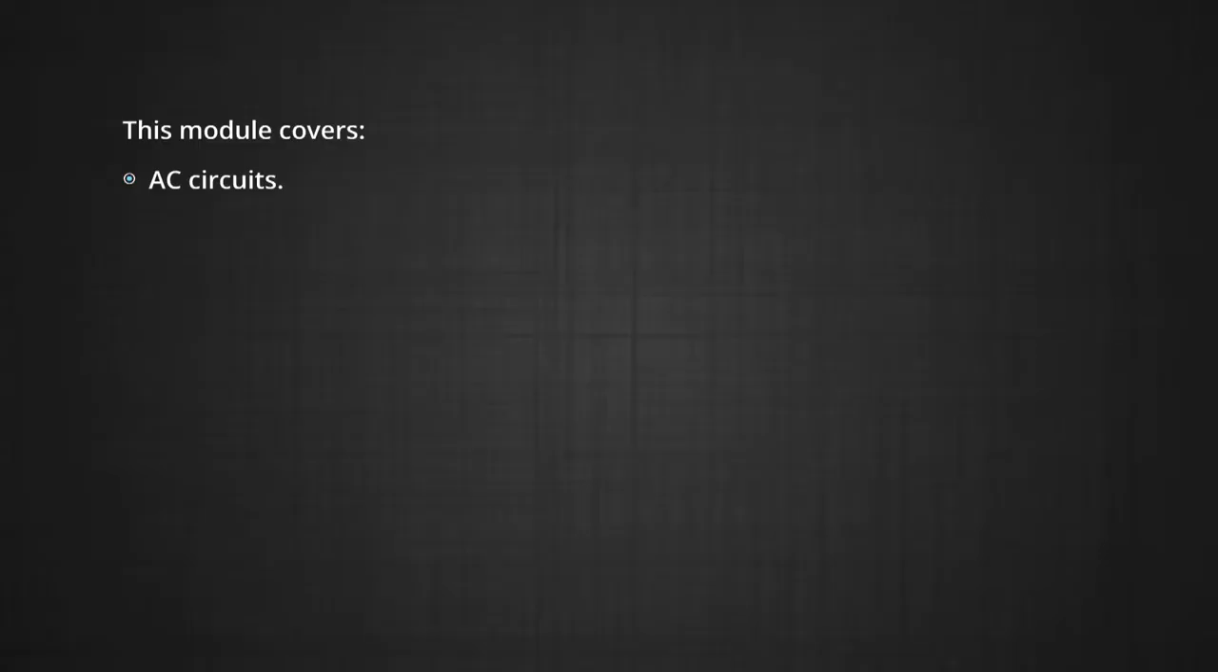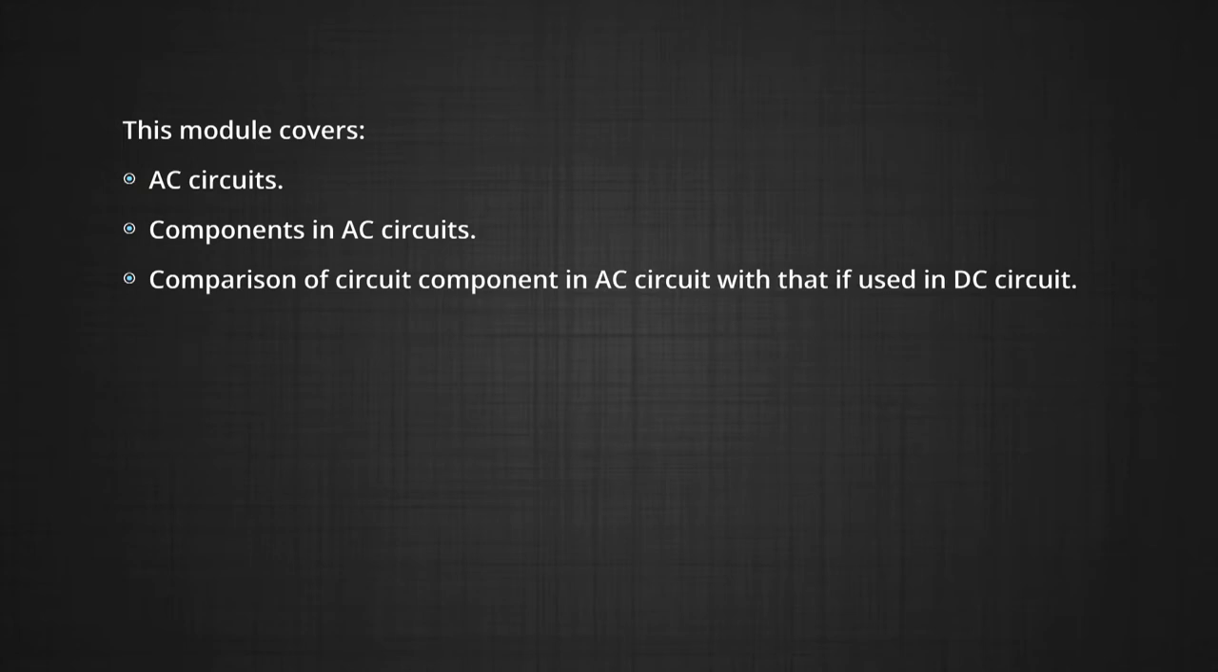Today I will discuss module 5 of unit 4, alternating current electricity or AC. Before going ahead, we should have an idea of current electricity, which we have done in the previous module. This module will cover AC circuit, components in AC circuits, comparison of circuit components in AC circuit with that if used in DC circuit, reactance mathematically.